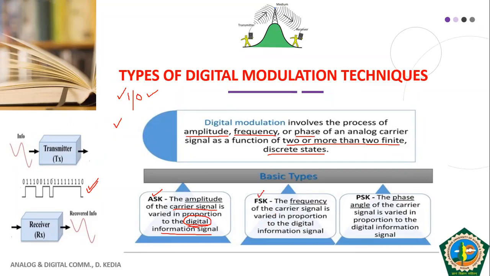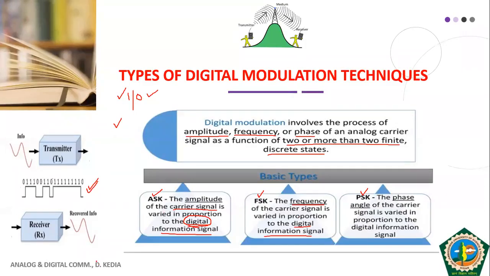Next is FSK, where the frequency of the carrier signal is varied in accordance with our digital information signal. That is your frequency shift keying, FSK. Then we have PSK, where the phase of the carrier is varied in accordance with, or in proportion to, the digital information signal. And we call that phase shift keying, that is PSK. Fine. So we have three types of digital modulation techniques: ASK, FSK, and PSK.